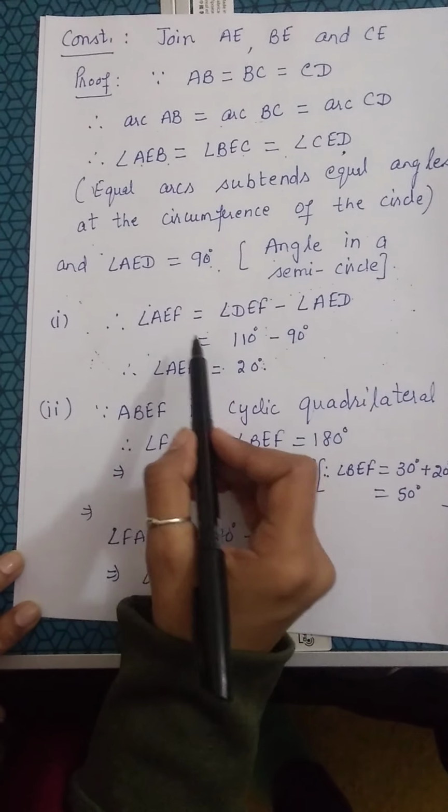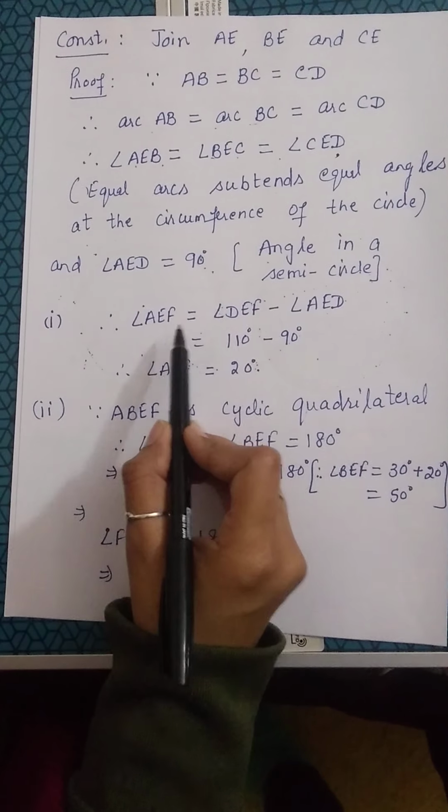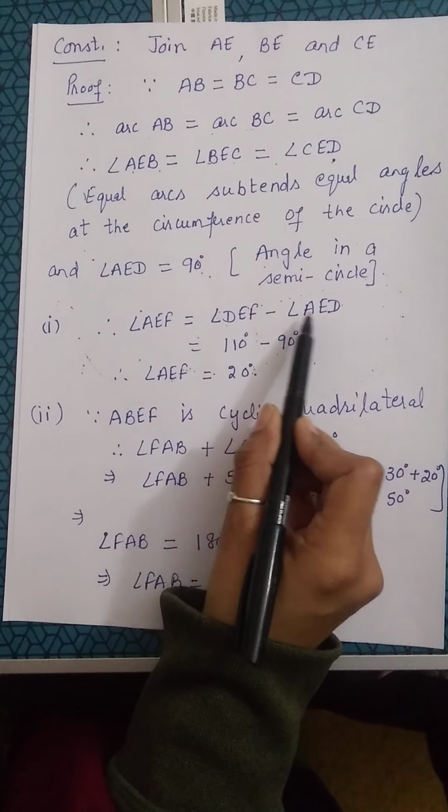Now, let's start proving the first one, that is, in order to find the measure of angle AEF. Angle AEF is equal to angle DEF minus angle AED.